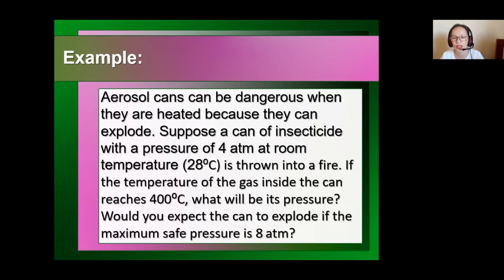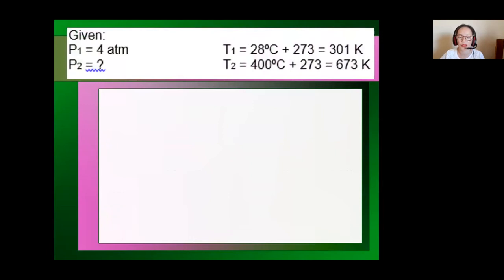Here in Gay-Lussac's law, we have pressure and temperature. The pressure here is 4 atmospheres, the initial temperature is 28, and then the final temperature is higher. The temperature increases, so what can you expect with the pressure? It will also increase. Let's see if the can will explode if its safe pressure is 8 atmospheres. Given that problem, we have to find the final pressure in atmospheres.